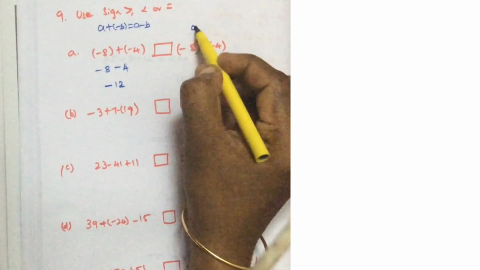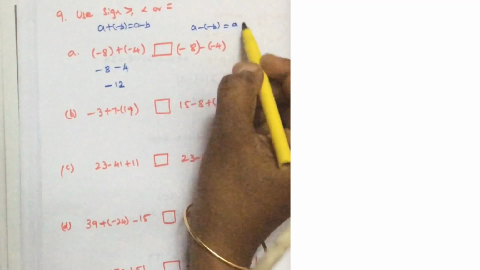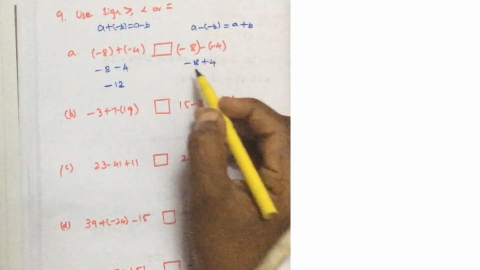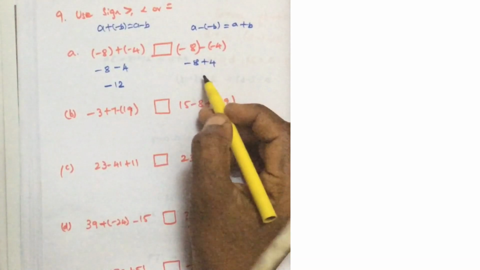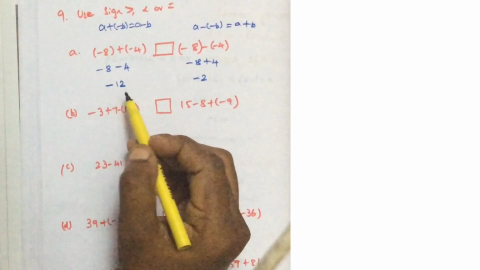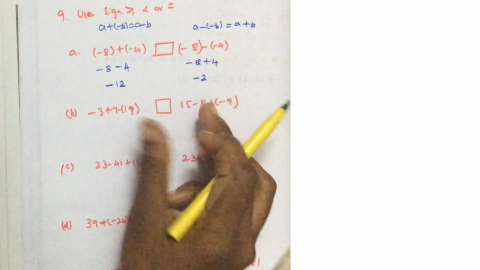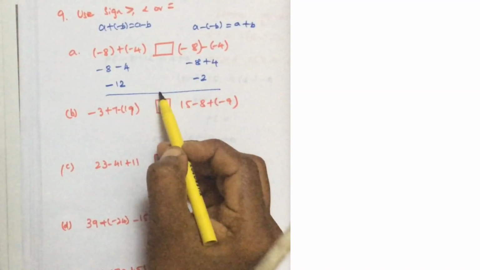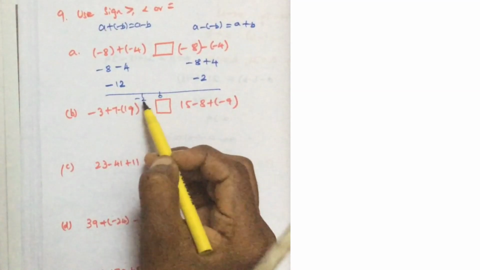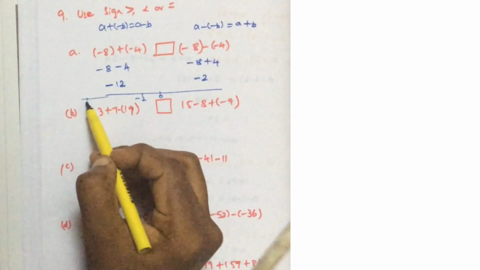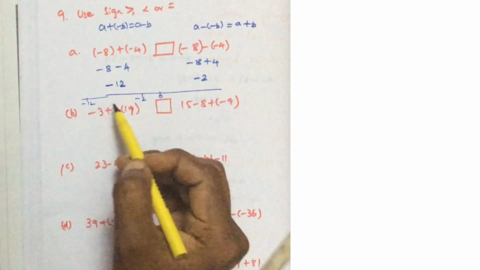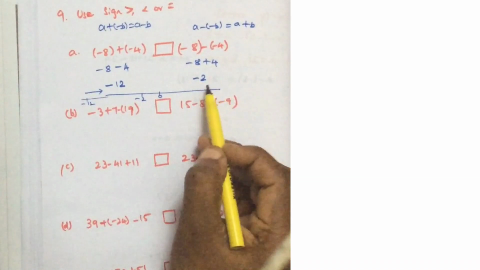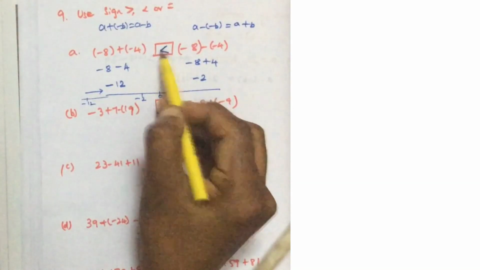What is here is, this is A minus of minus B is A plus B. So it is minus 8 plus 4. So when the symbols are different, you have to subtract. So it is minus 2. Now we have to check minus 12 and minus 2. Which is greater, which is smaller? On a number line, 0 will be here, minus 2 will be here, and minus 12 will be somewhere here. When it is moved towards the right, the value is increasing. So minus 2 is greater. So this side is greater.